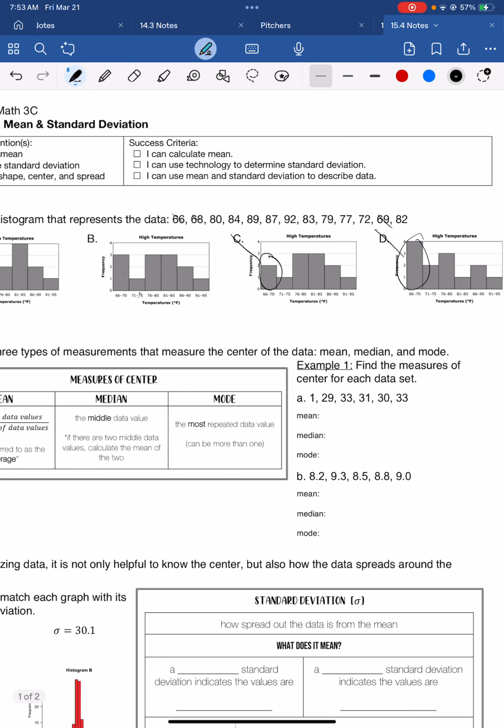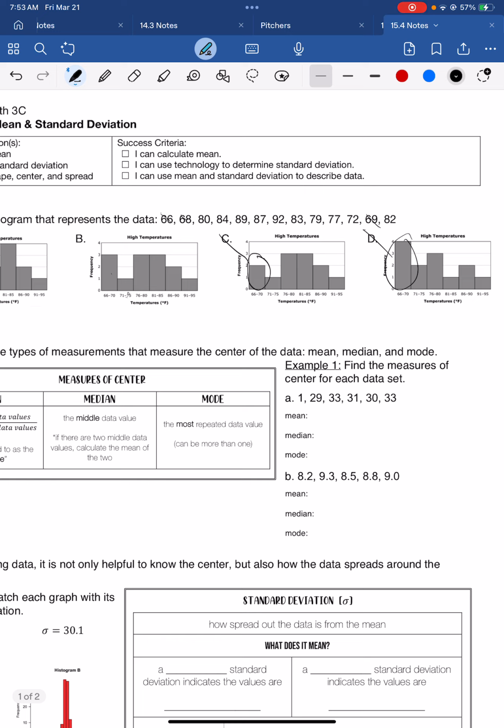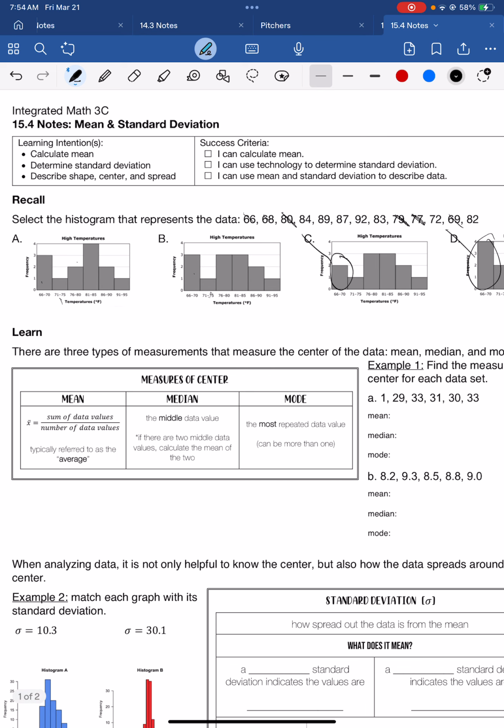So we'll check that out here. Between 76 and 80, there's 1, 2, 3 numbers, and this graph only has 2. So we know it's not A, so our answer here would be B.